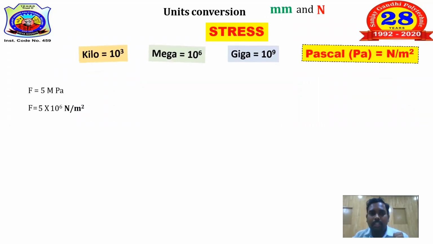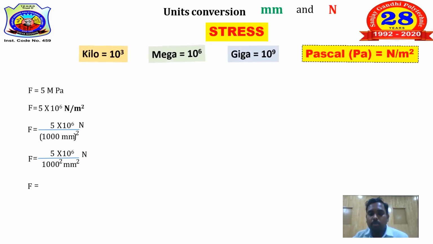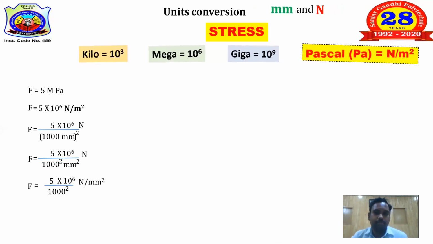Pascal is nothing but Newton per meter square. Since we have meter, I need to go for another conversion. F is equal to 5 into 10 power 6 Newton divided by, in place of meter, I will put 1000 mm whole square. After removing the brackets, I'll get 1000 square mm square. Now I'll separate Newton per mm square from the simplified part. F is equal to 5 into 10 power 6 divided by 1000 square Newton per mm square. This is what I'll do.